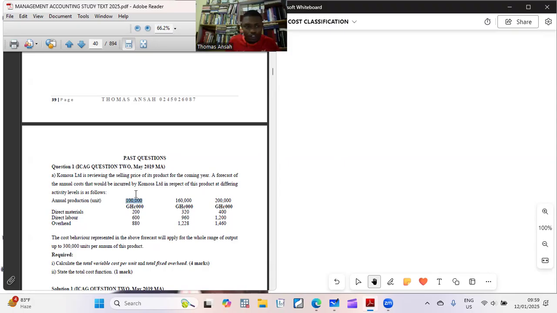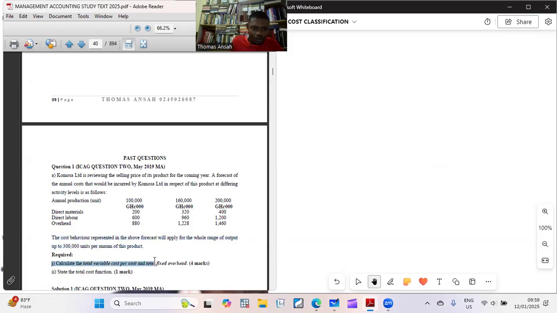So for example, if you want to, you can see that we said cost is what? The prime cost and the overheads. So you have just that, there is no fixed cost yet. All right, probably the reason why we need to do this. It says that the cost behavior represented in the above forecast for the whole range of product up to 300,000 units of this product.